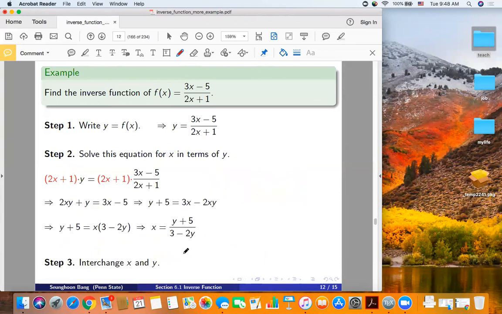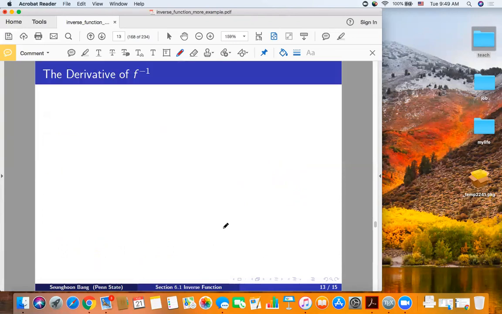The step 3, interchange x and y. You can replace x by y, y by x. This is the whole idea, like this. This is the resulting equation. That's it. This is the idea for finding the inverse function by using the algebraic method.